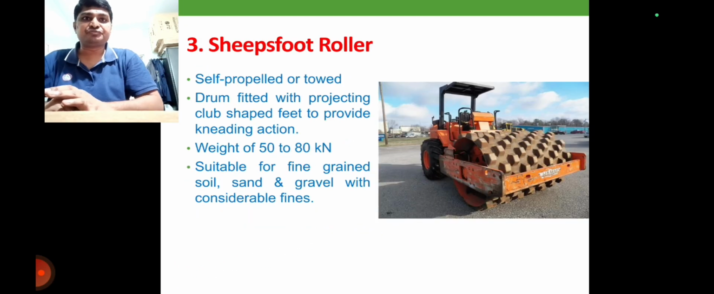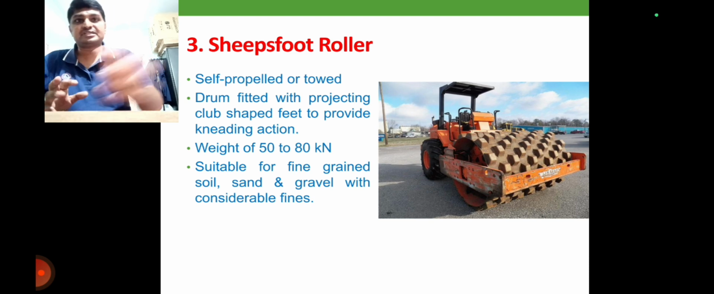And the third one is the sheep foot roller, which has a type of sheep foot or feet shape provided on the external portion, and which has a kneading action. It is more suitable for sandy soil and gravel soil. The weight of this type of roller is 50 to 80 kilonewtons or 5 to 8 tons, and it is self-propelled or towed. It is also known as the paddy foot roller. And this is the third one.